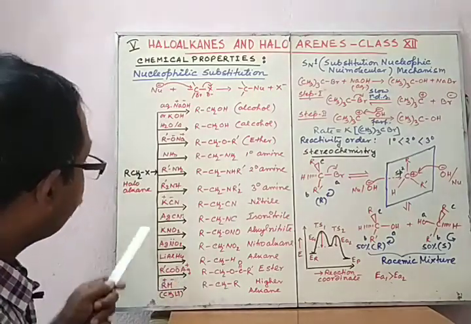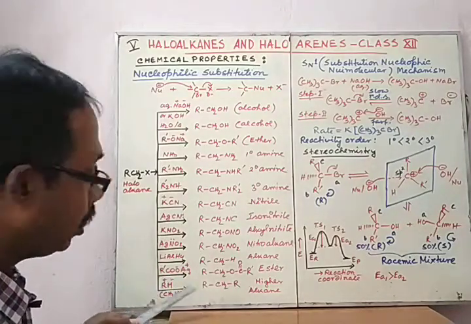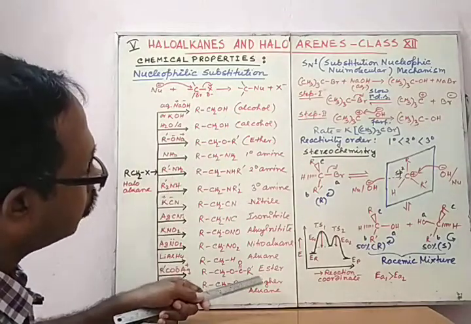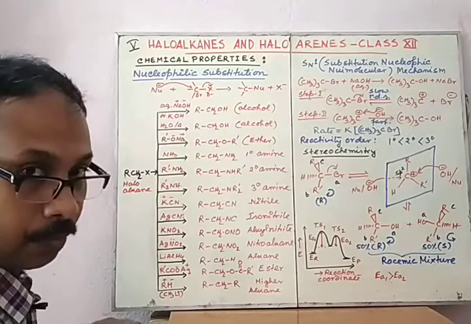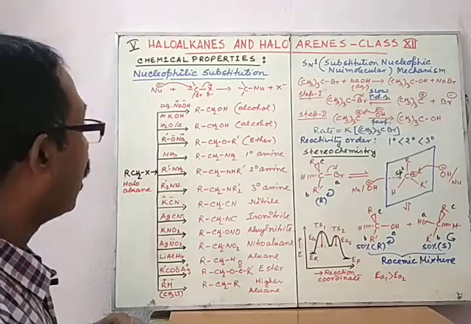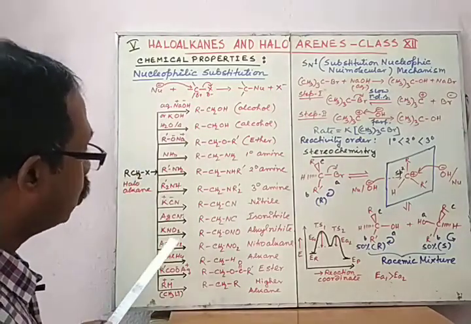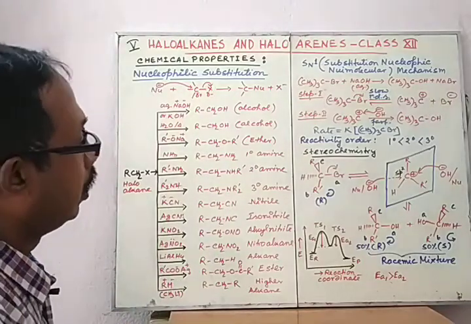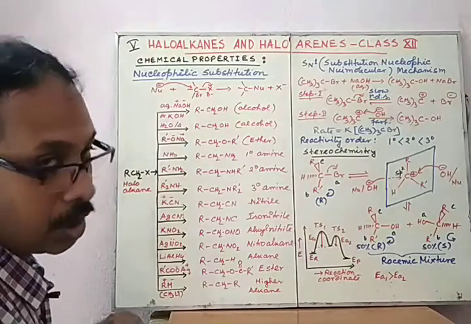And again, when haloalkane is reacted with silver salt of carboxylic acid, we get the ester. So in this way, different compounds are obtained from haloalkane by treatment with different reagents. We need to follow which reagent is used to obtain which resulting compound. Now all these reactions are nucleophilic substitution reactions.